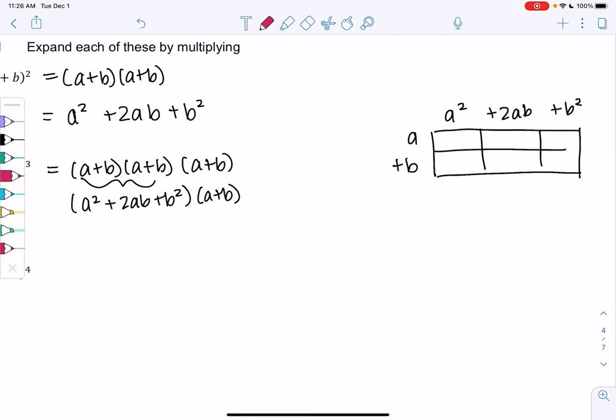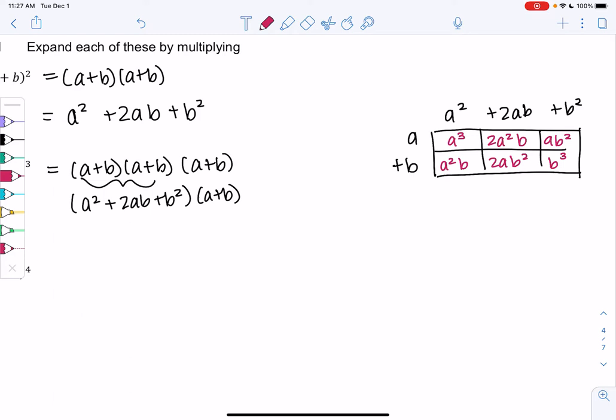And we just multiply. So a and a squared is a cubed. And I'm just going to go across, so we get 2a squared b. So a and a makes a squared, and then the final one is a b squared. And then bottom row, we get a squared times b. Then we get 2a times b squared, and then bottom we get b cubed.